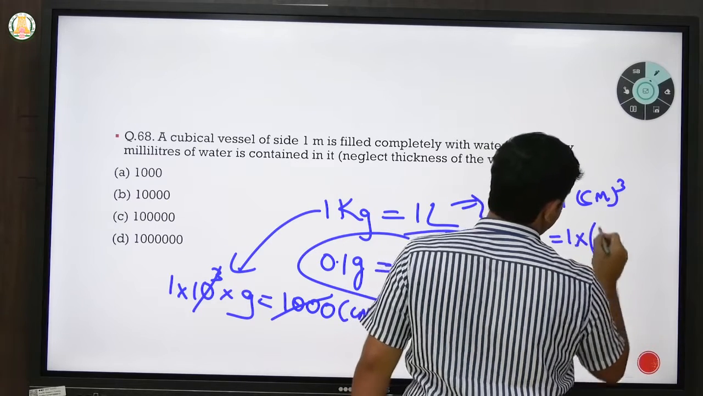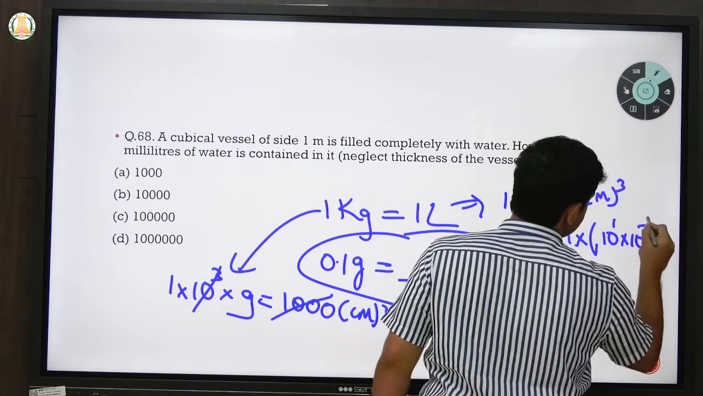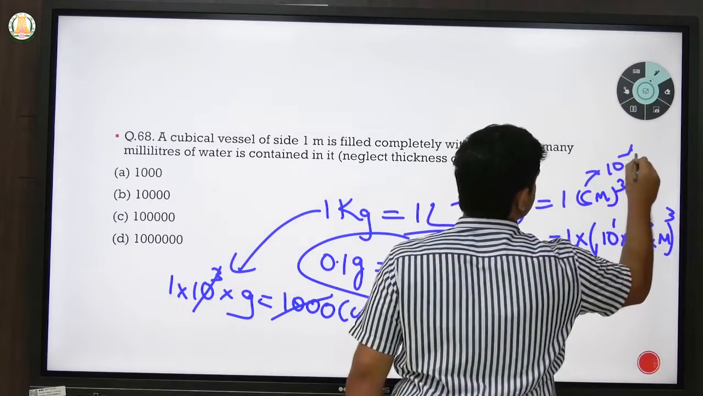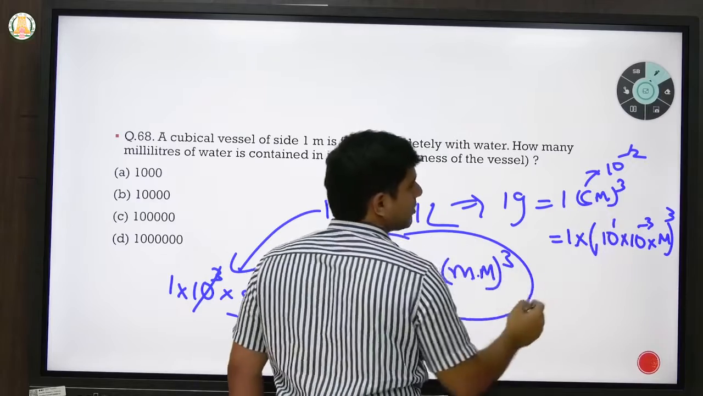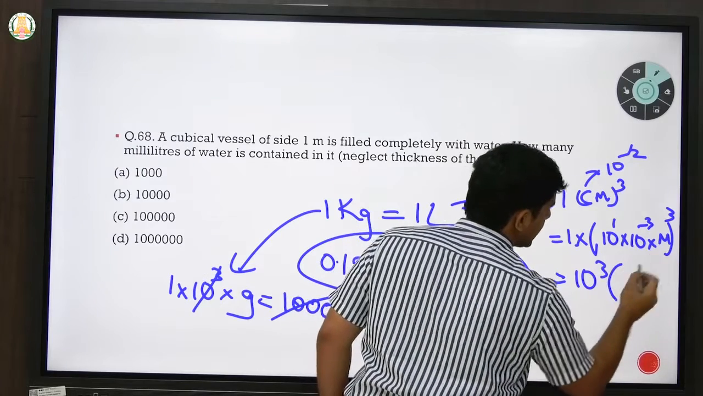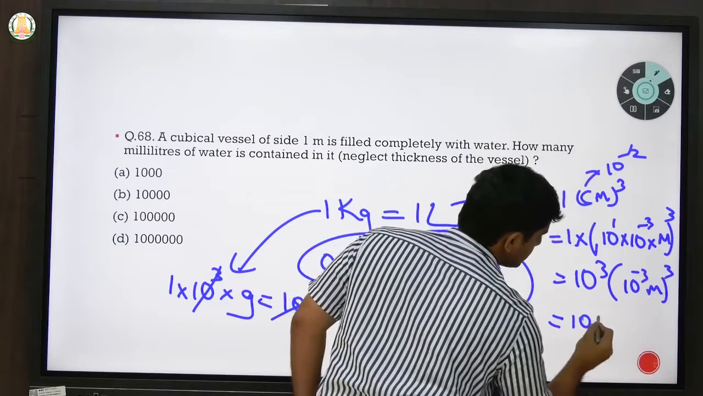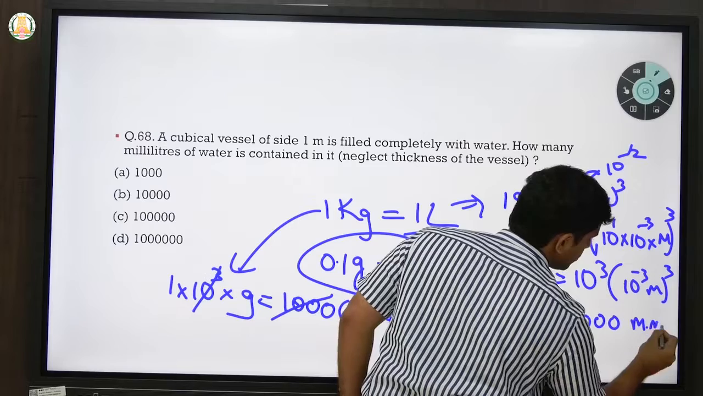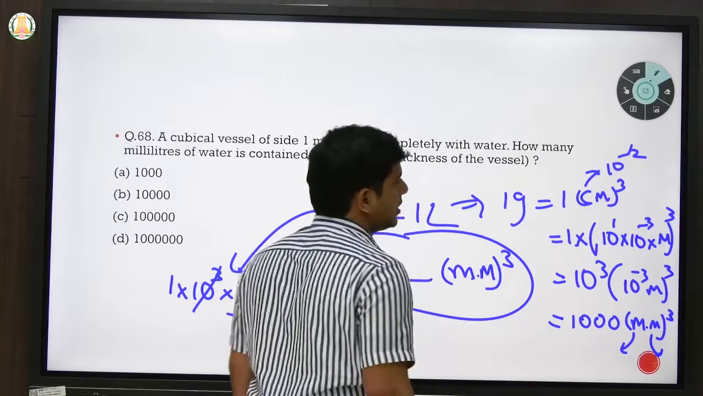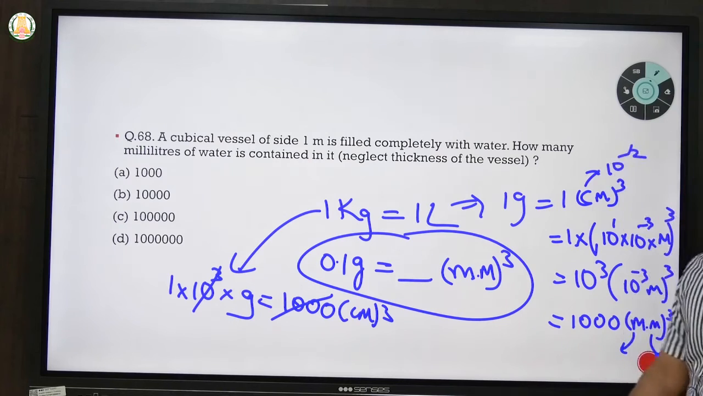You know that 1 into 10 power minus 2. 10 power minus 2 can be written as 10 power 1 into 10 power minus 3 into meter cube. Because centi means 10 power minus 2, which you can write as 10 power 1 into 10 power minus 3 and take this 10 outside. So it will be 10 cube into 10 power minus 3 meter whole cube, which is 1000 millimeter cube. Remember, this m means milli, this m means meter. So there's a difference. Similarly, this c means centi. So answer must be 1000.